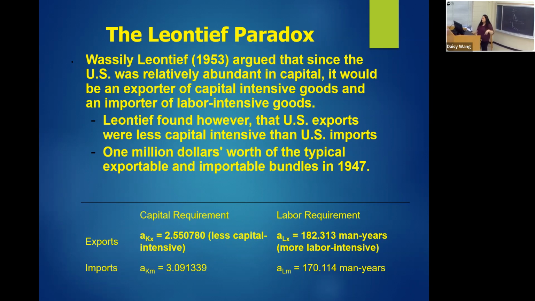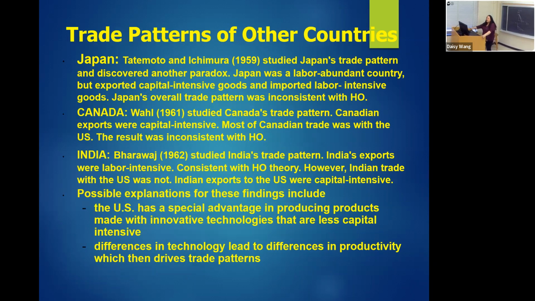So you need to understand that. Now the trade patterns for other countries. For Japan, let's say Japan was a labor abundant country, but they actually export capital intensive product and import labor intensive product. So the HO theory doesn't hold for Japan, only in some cases. And Canada also exports capital intensive product, but they usually trade with the US, so it's also not consistent with the HO theory. And India exports labor intensive product, which is consistent, but when they trade with the US, they export capital intensive product to the US. So there are several explanations, because the US has a very special advantage in innovative technology, high tech.